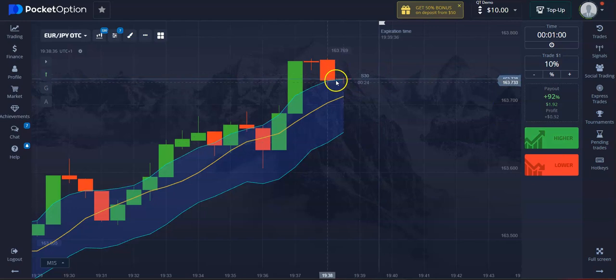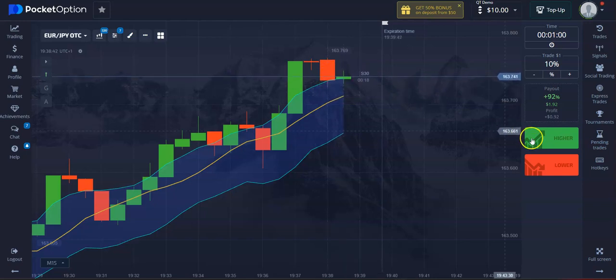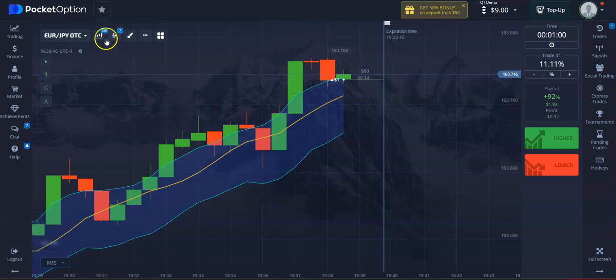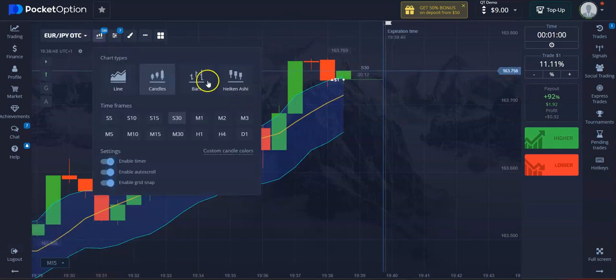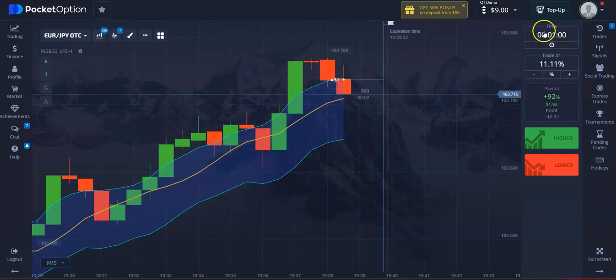Okay, so as you can see right here, candles, they are getting closer to the 7 SMA. So we're going to take a position right there. Also, this is a 30-second candle, but we are taking a 1 minute trade, so essentially, we'll have to wait for 2 candles.